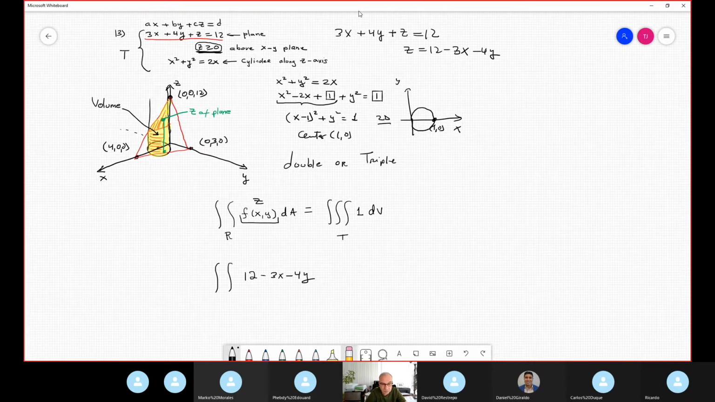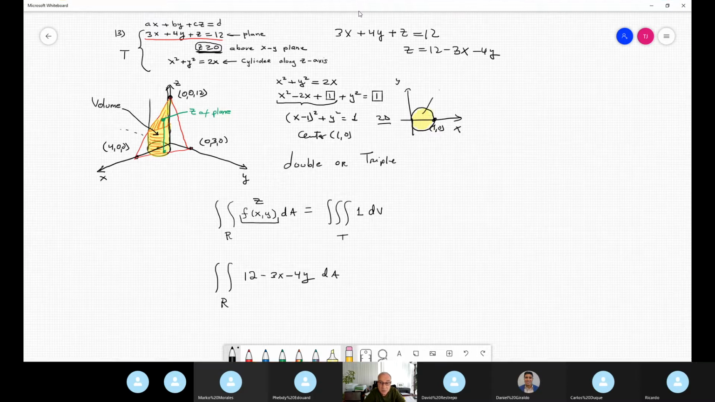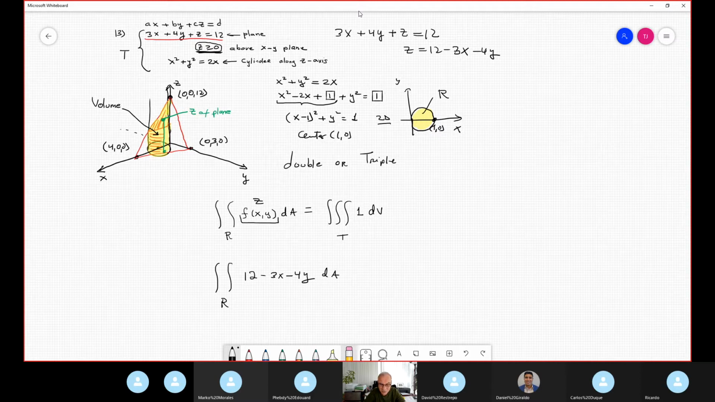Now, dA, you know, is dx dy, or polar. I don't know if we use polar. So this is the region R. And who is the region R? Well, the region R is this. Guys, this is easy. If you pay attention and use your brain, you understand this very well. It's no big deal. It's no science fiction.